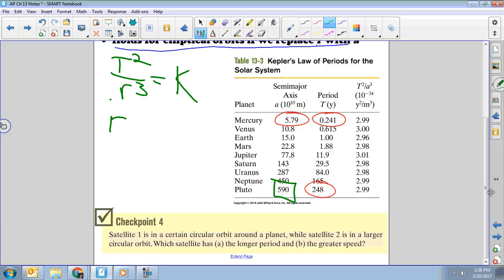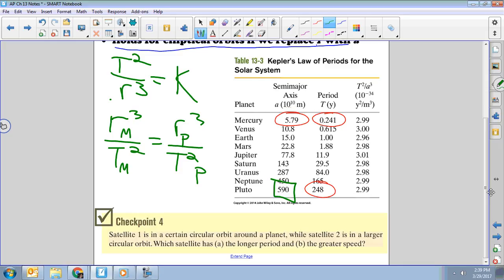So that means that I can take r cubed for Mercury over period for Mercury squared and set that equal to r cubed for Pluto over T squared for Pluto, right? And then solve for the missing one, right? Make sense? And the other cool thing about this is because this is just ratios, the units don't matter. As long as these radii and these periods are in the same units, the units don't matter.